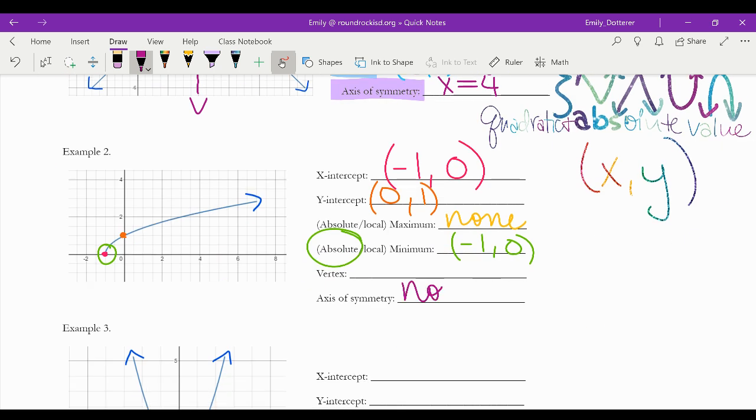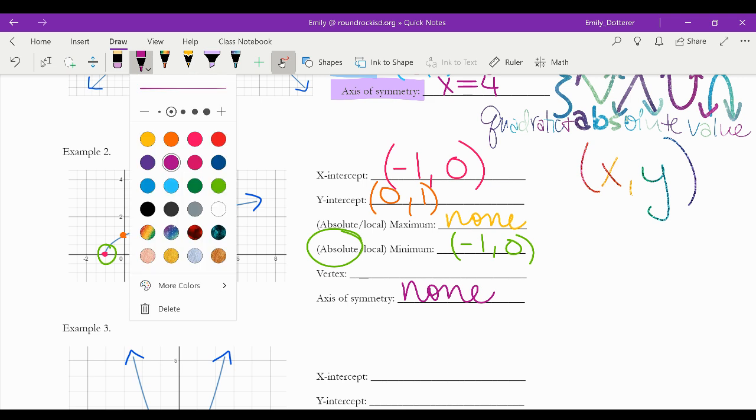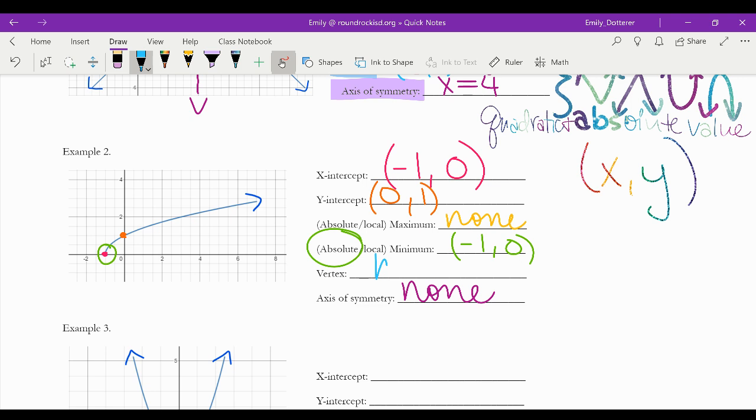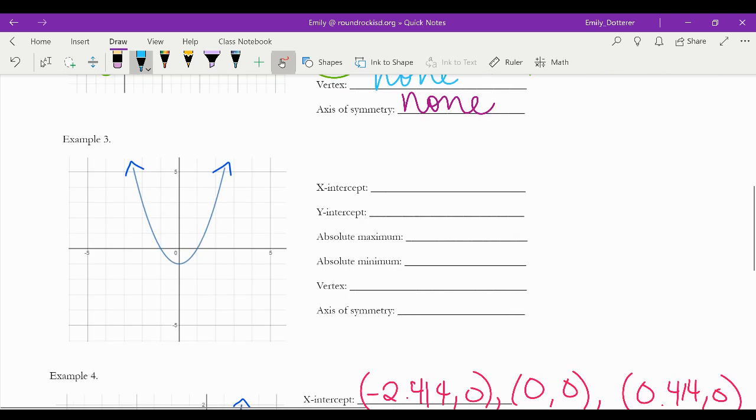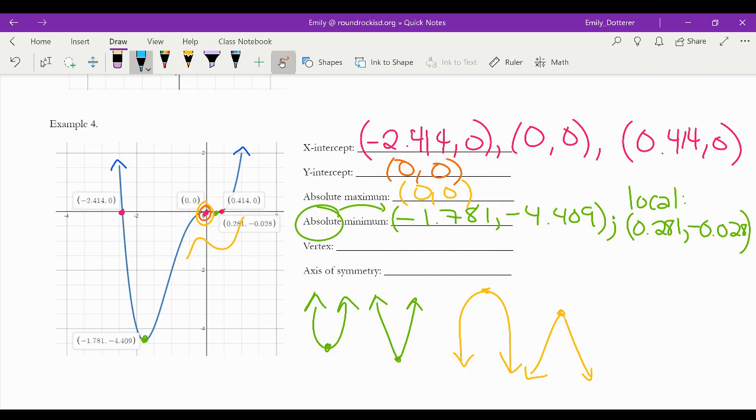This is not a quadratic or absolute value, so it's not going to have either of these. If there is no vertex, there is no axis of symmetry. And same thing here. So even though it has that U shape as part of it, this isn't quadratic, which is just a U, no other squiggles going on. And it's not an absolute value, which is just a V with no other squiggles. So there's no vertex or axis of symmetry.